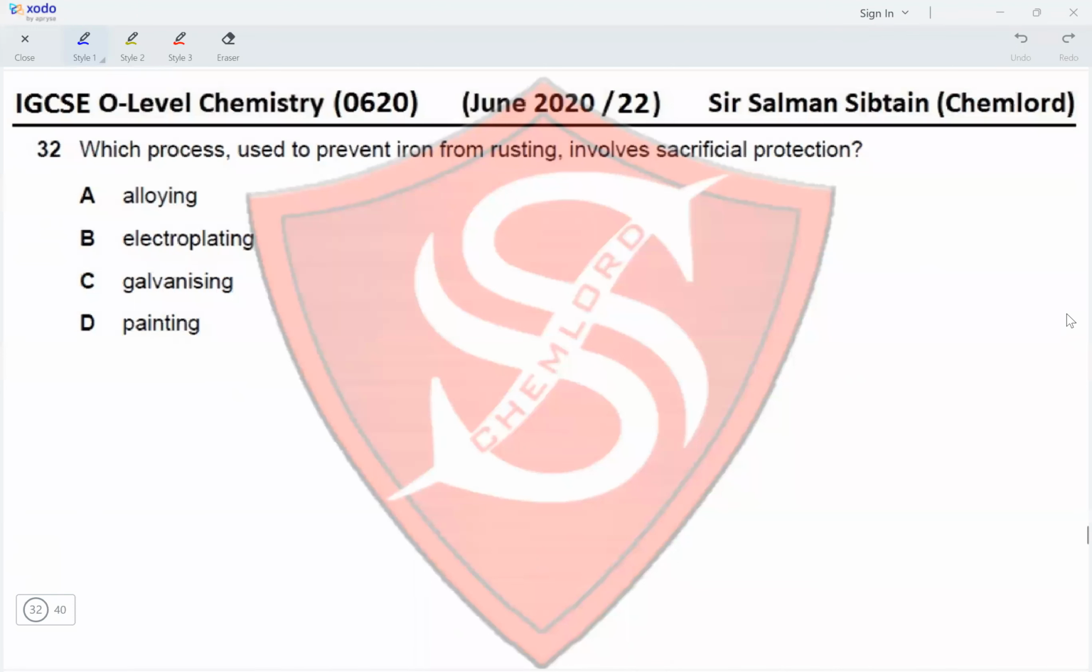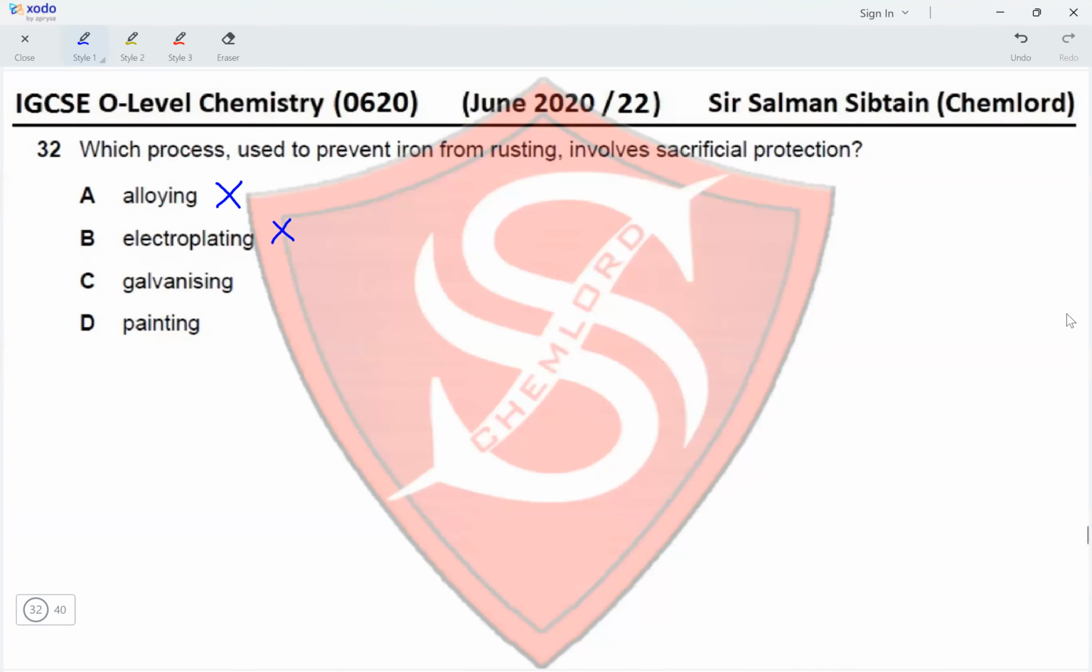Question 32. Which process used to prevent iron from rusting involves sacrificial protection? Alloying. Alloying is producing a mixture of two different elements, mostly metals. So this is not used to prevent rusting or involve sacrificial protection. Electroplating. Electroplating is coating one metal with the same metal or another metal. So this is not what sacrificial protection is.